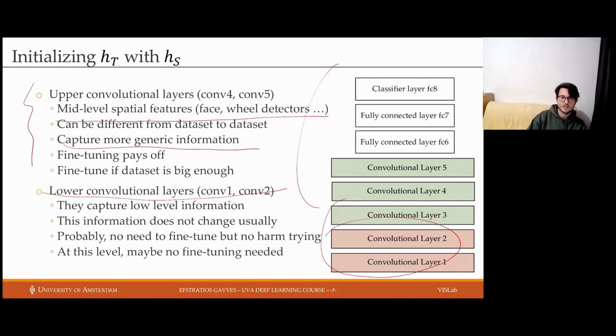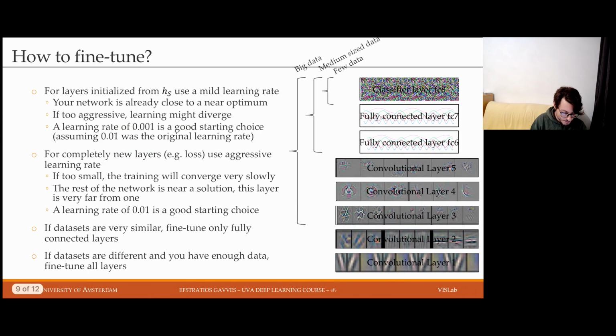Of course, if your data is completely different, again, like medical images versus natural images, then these need to be retrained. In that case, you might need to consider whether we should even fine-tune or just train from scratch with random initialization. So how to fine-tune?